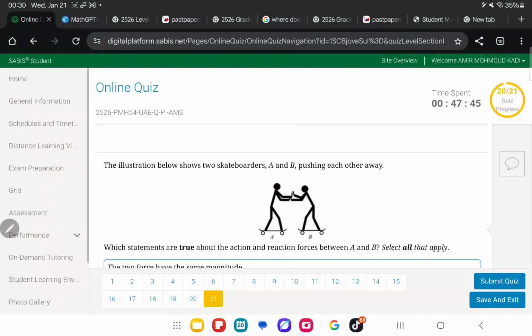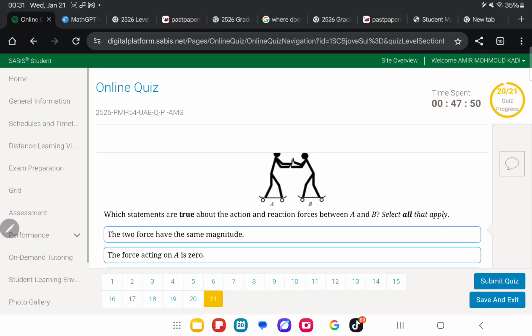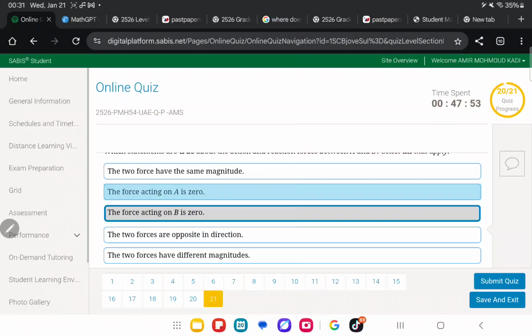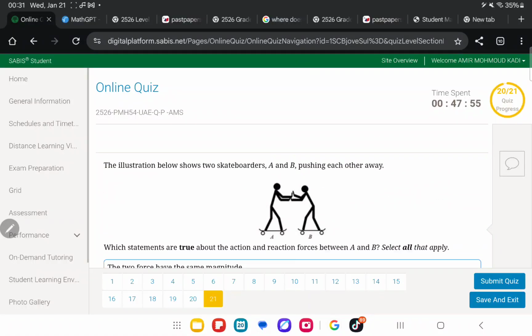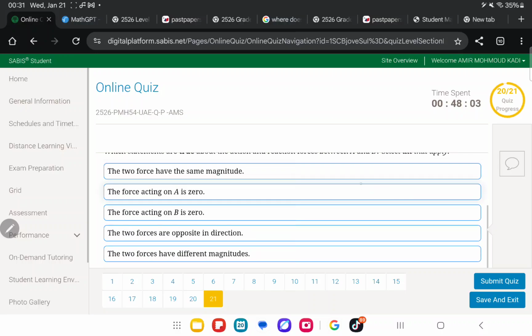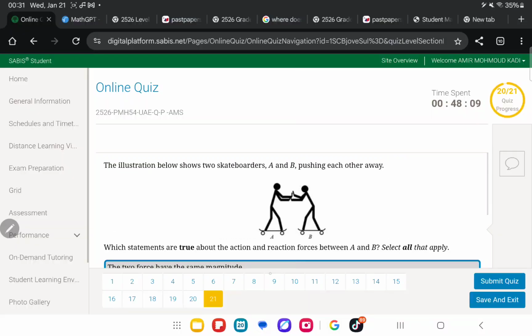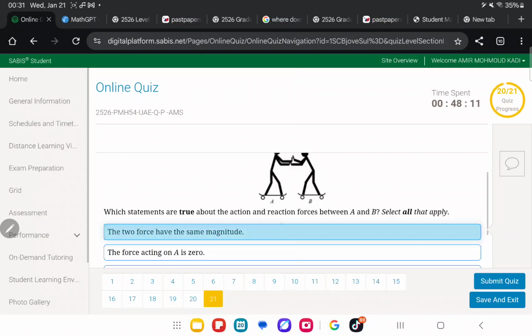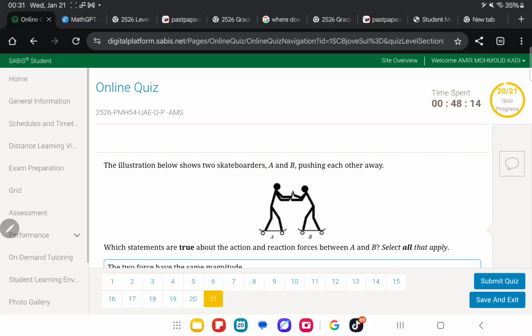Okay, so the illustration below shows two skateboarders A and B pushing each other away. Now, by simplicity, we should know that these two are 100% wrong. This guy exerts a force on this one, and he exerts a force on this one. They both drift away. We just know that as a simple fact. So these two are definitely wrong. The two forces have the same magnitude. No, look. We don't know who pushed first, okay? Maybe they're assuming that action is A and reaction is B. Maybe they don't mean it.